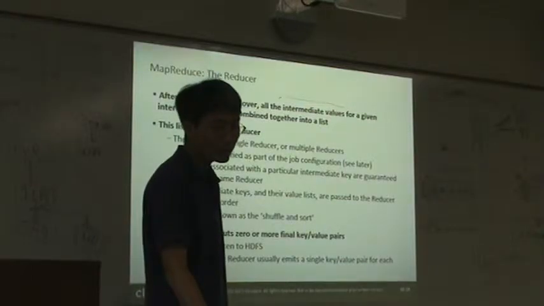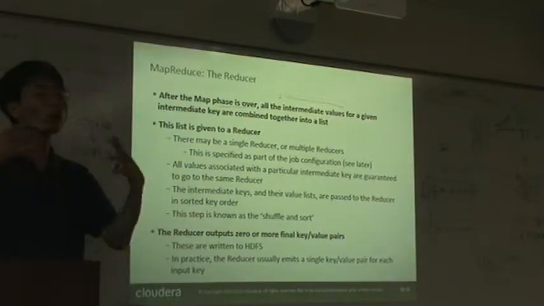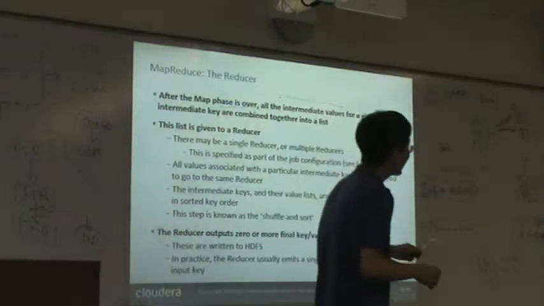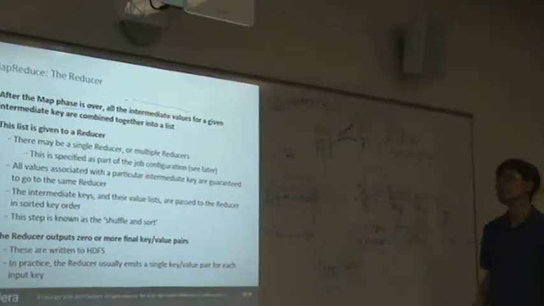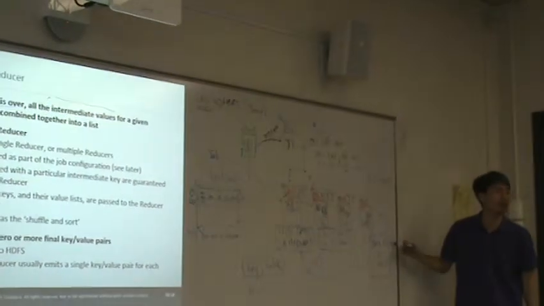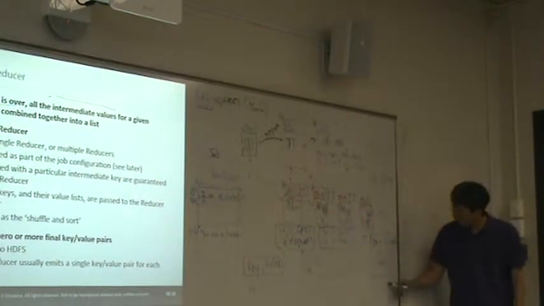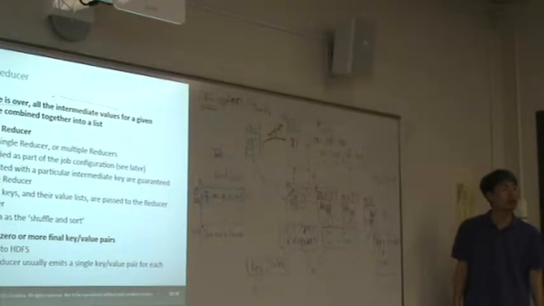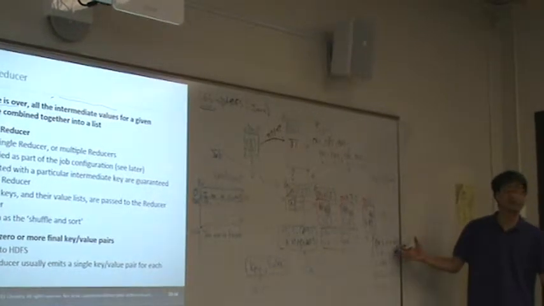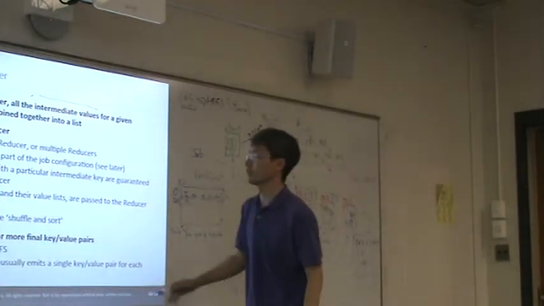Then the reducer will collect all the intermediate key and value, then combine. When you combine them, the sum of the values is just one example. You can do whatever you want in the reducer. You need to implement it.